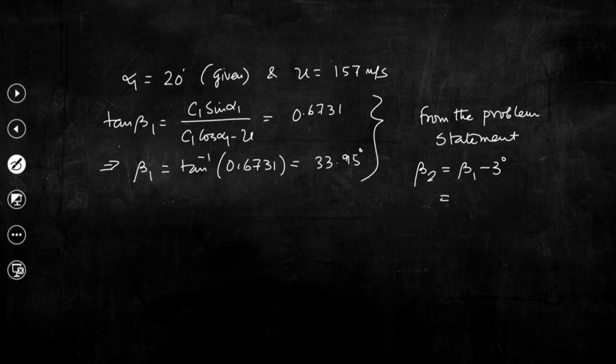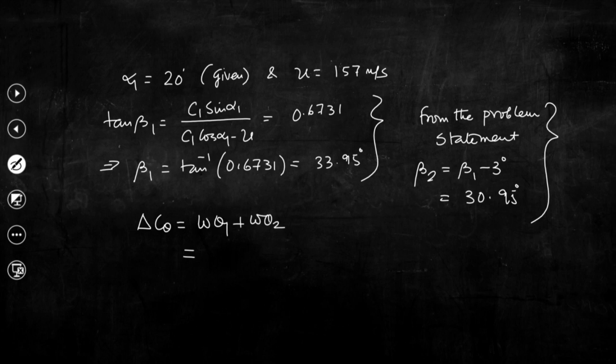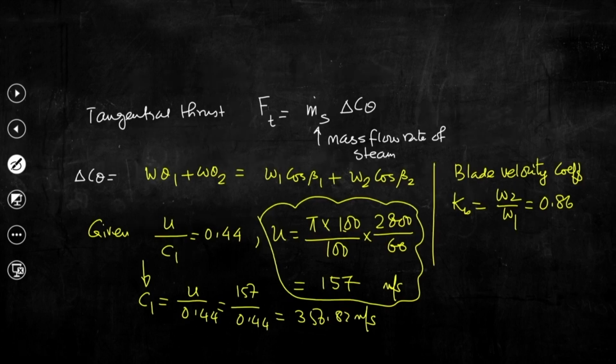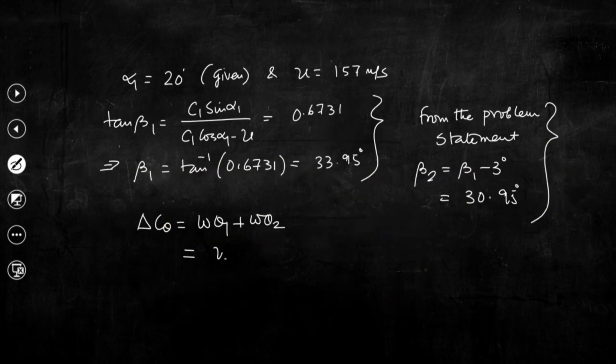So, it should be 30.95 degree, right. So, basically if we would like to calculate delta C theta, that is W theta 1 plus W theta 2, right, that already we have mentioned here, that is W 1 cos beta 1 plus W 2 cos beta 2. So, try to understand that W 1 cos beta 1 plus W 2 cos beta 2 minus 3 degree, right. What about W 1?